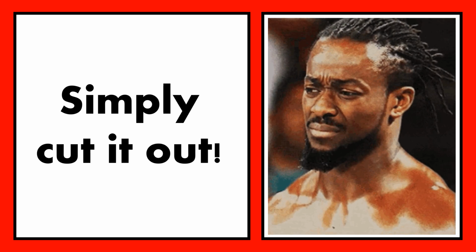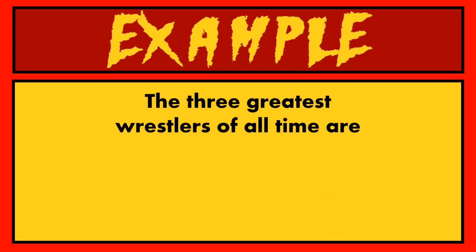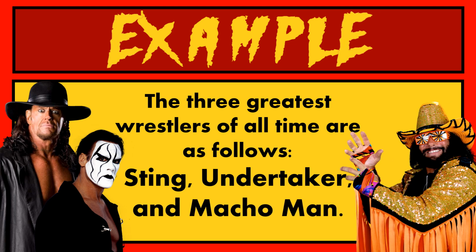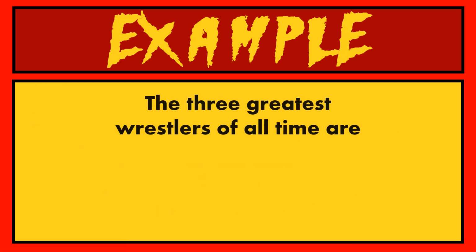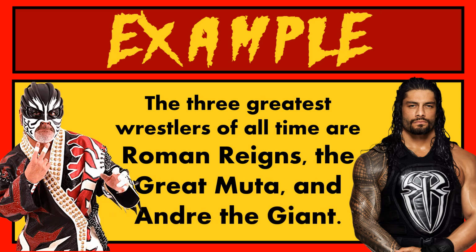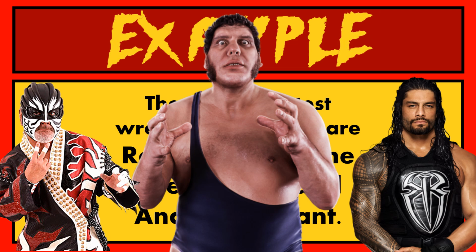Simply cut out the language. Example: "The 3 greatest wrestlers of all time are as follows: Sting, Undertaker, and the Macho Man." Now, in this context, we begin the list by saying as follows. But we don't even need that. We can just jump into our list. As an alternative, we could simply cut out the words as follows and go straight into our list. "The greatest wrestlers of all time are Roman Reigns, the Great Muta, and Andre the Giant."